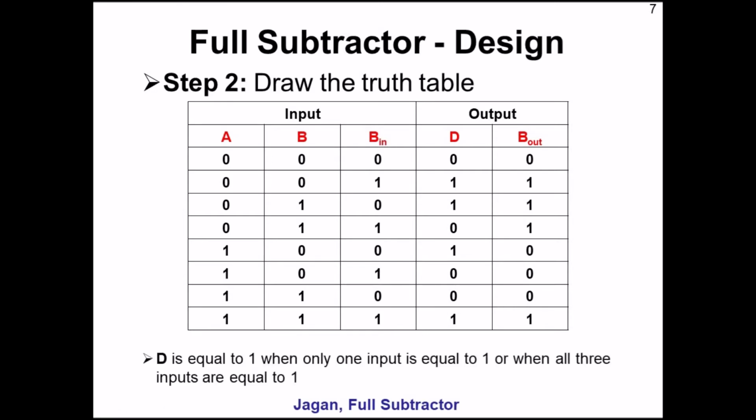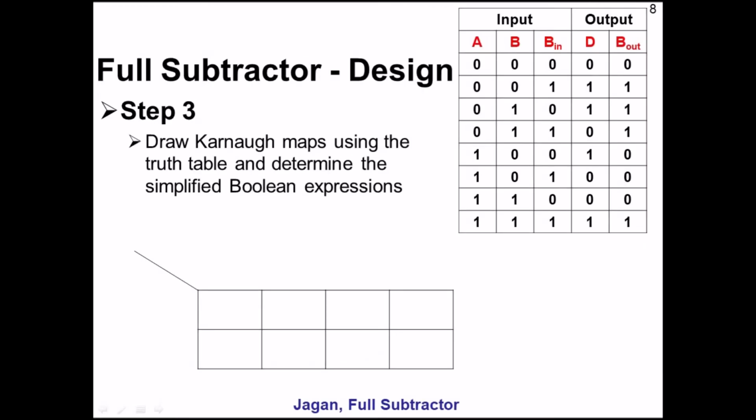So if we closely observe the column, D is equal to 1 when only one input is equal to 1. If you see here I have only one input 1, where I get D as 1, or when all three inputs are 1. From the obtained truth table, we are going to draw the K-map and determine the simplified Boolean expression. So let us form the map.